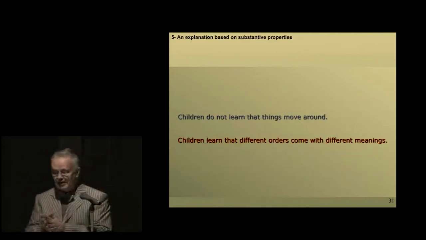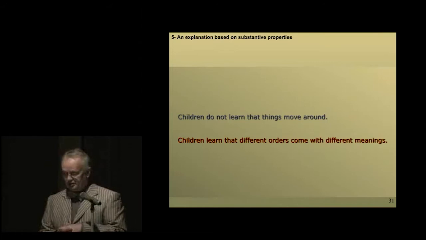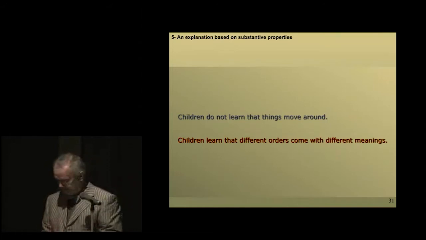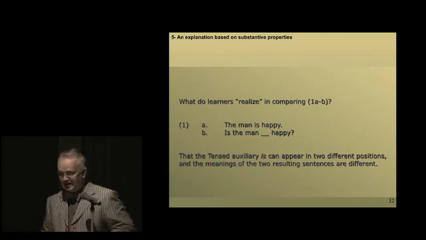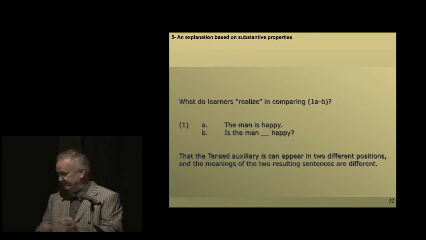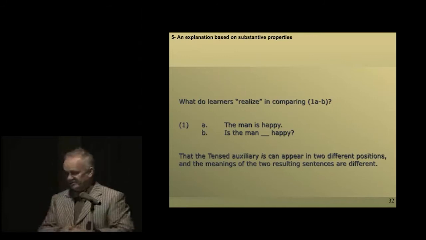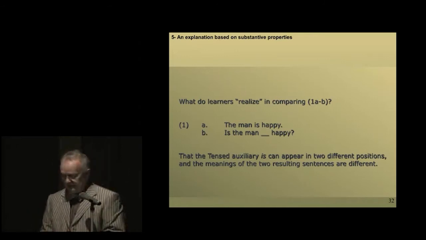Children do not learn that things move around. Children learn that different orders come with different meanings. Okay? So what do children realize in comparing 1A and 1B? They realize that the tense auxiliary, and this is for this specific example, tense in general, can appear in two different positions, and that the meanings of the two resulting sentences are different. That's a very basic observation.